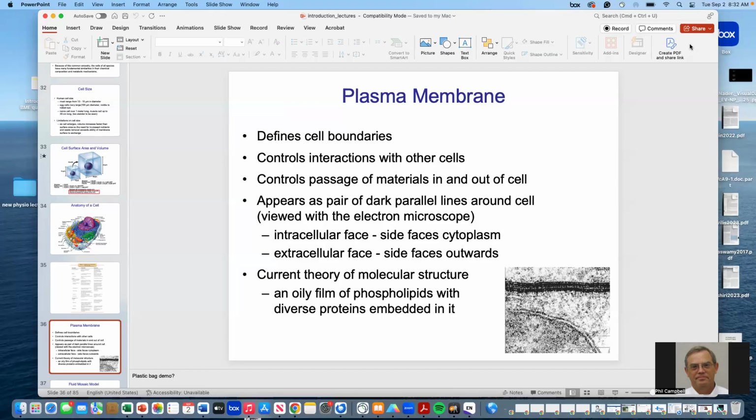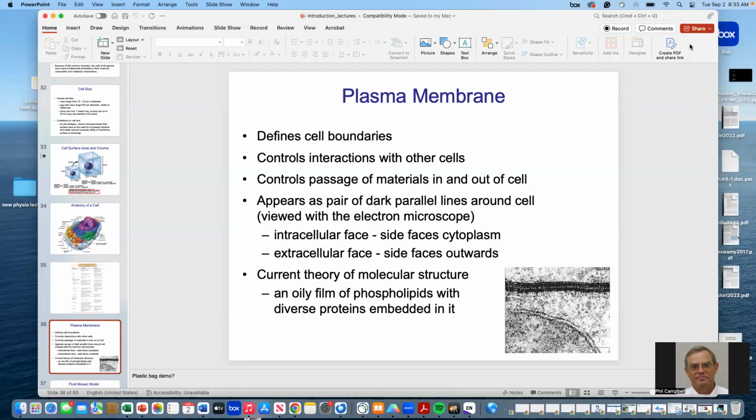In this particular example, here is a TEM showing this dark double line. This is a plasma membrane. What is on the outside of the cell, the extracellular space, is on this side. Inside is called the cytoplasm, the space inside the cell. This here is a nucleus, and it has its own membrane. But let's focus on this plasma membrane here.